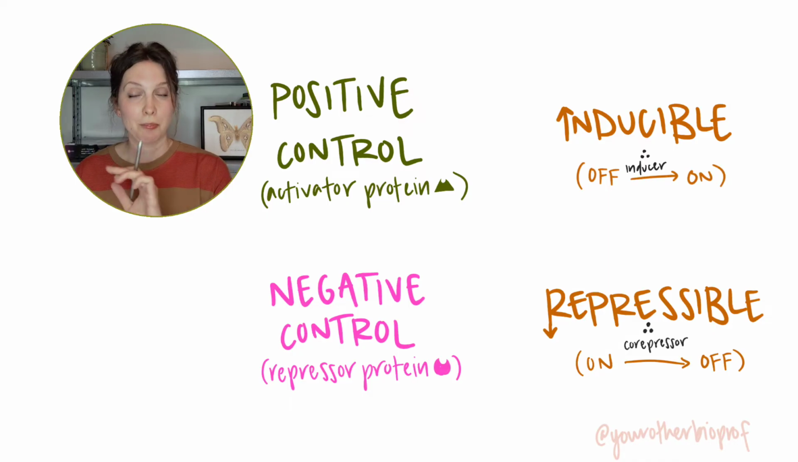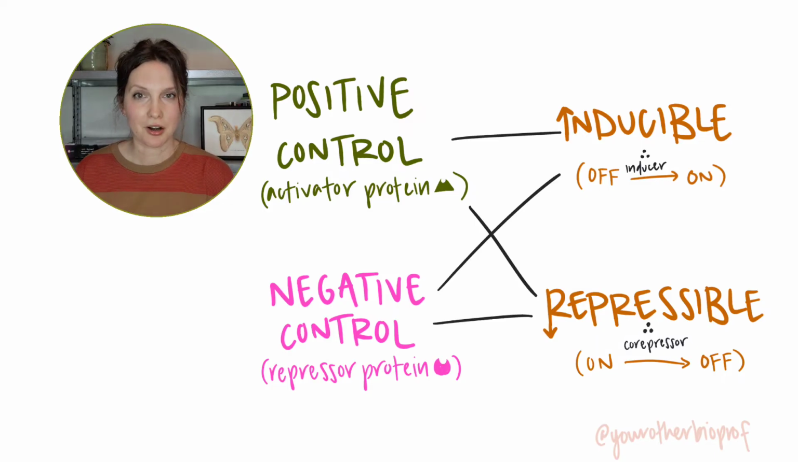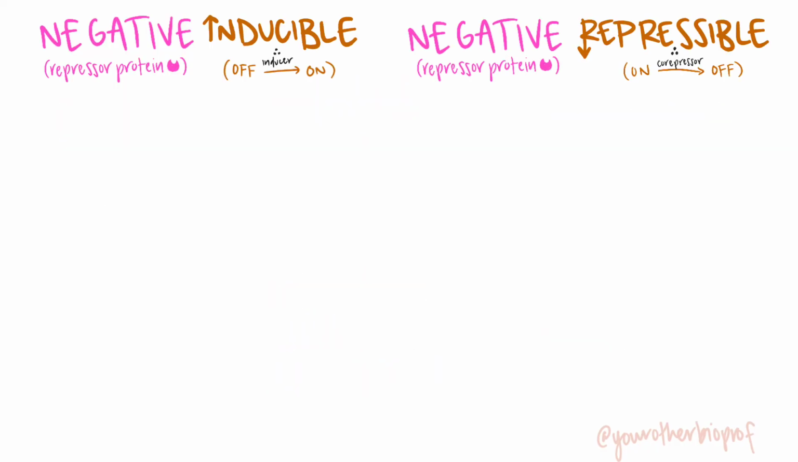Now that we know what's going on with positive and negative control, and with inducible and repressible, we can sort of mix and match those to get our 4 different categories. I'm going to disappear for a little bit so I have a little more room to draw, because so many exam questions can be made from diagrams of these things, but I will be back at the end. Feel free to sketch along with me.